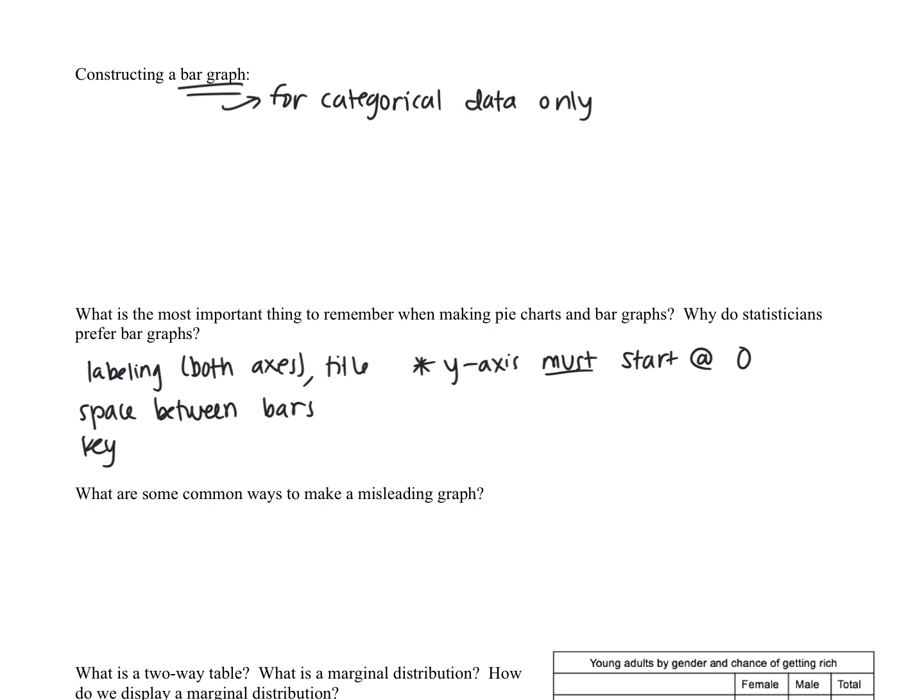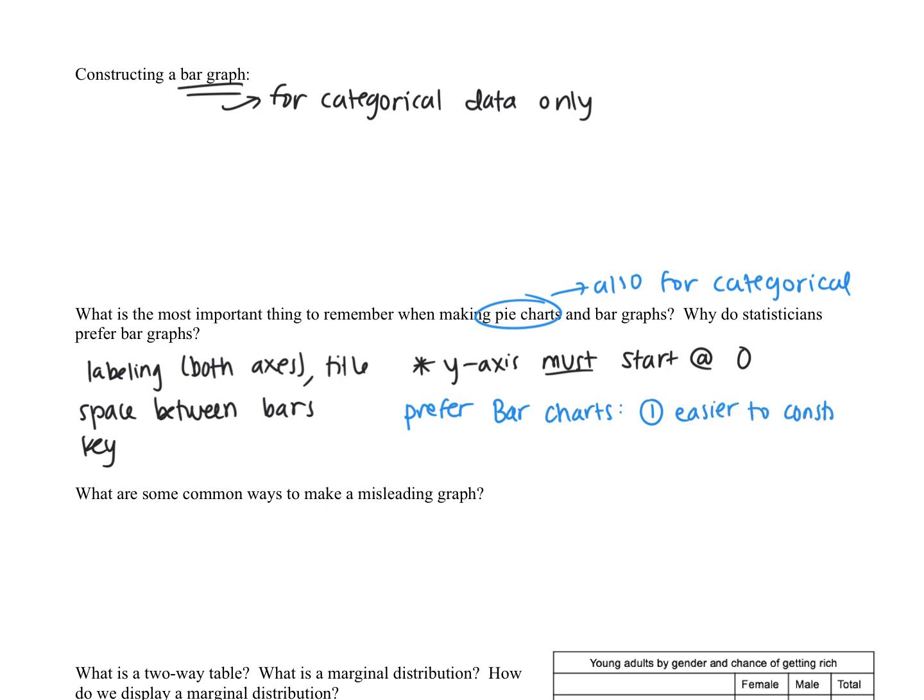Okay. Pie charts are also for categorical data. That being said, the only people that really use pie charts are the media, right? Like you might see it in an online article that has a pie chart, and pie charts are friendly for people to read, but we prefer bar charts really for 2 main reasons. The first one, they're easier to construct. If any of us had to construct a pie chart by hand, that wouldn't be very easy.